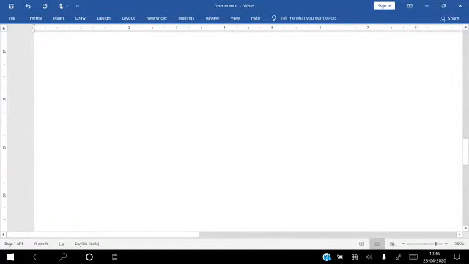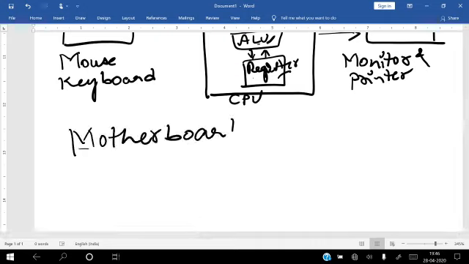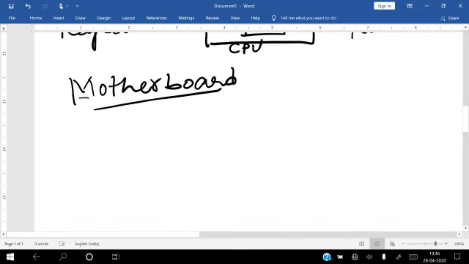Now, the next important part in this chapter is your motherboard. What is a motherboard? The motherboard is one of the most essential parts of your computer system. You can have this question, what is a motherboard, for 1 mark. The motherboard is one of the essential parts of a computer system and it contains all the components of a computer system, including your CPU, memory and ports for your input and output purposes.